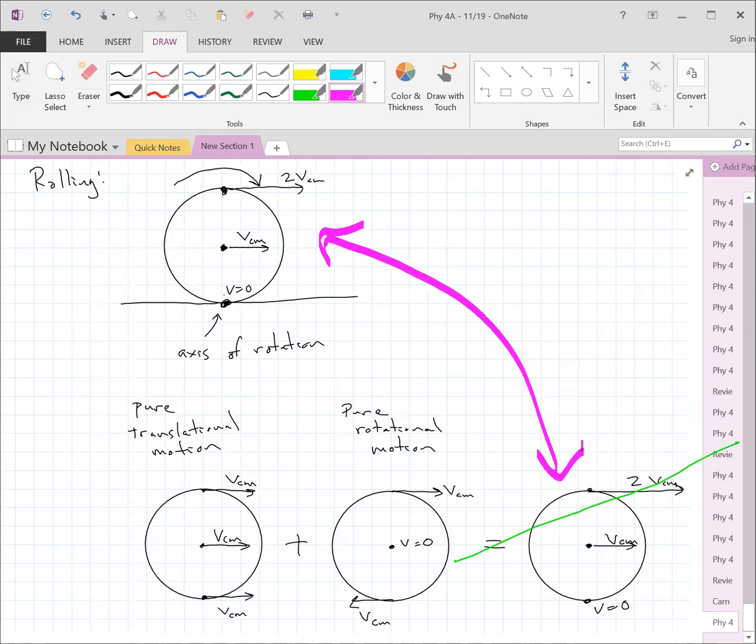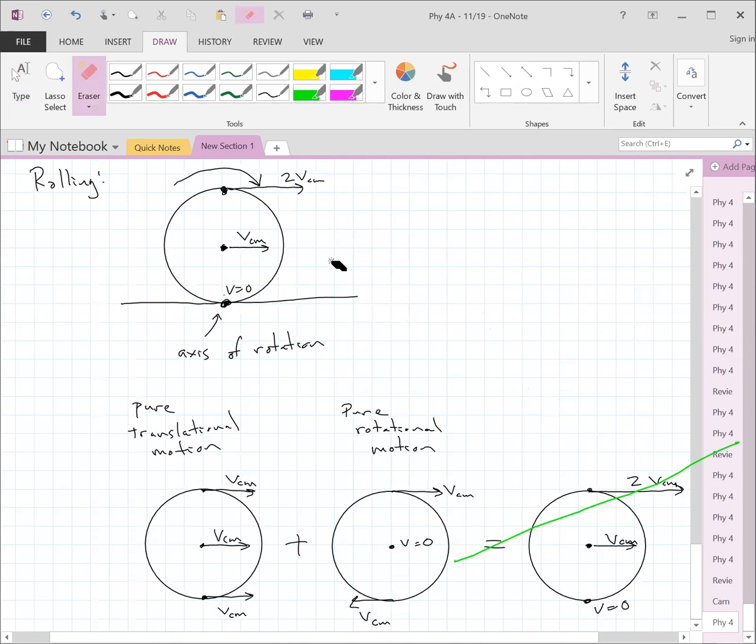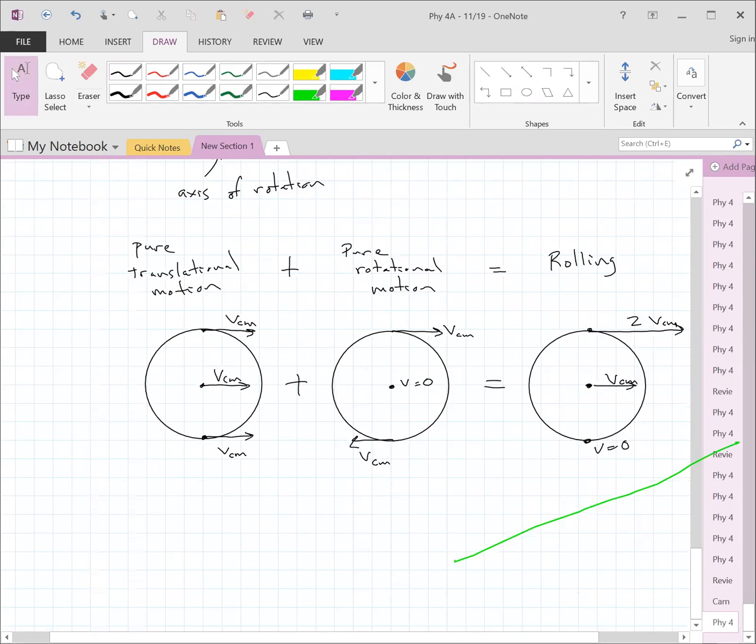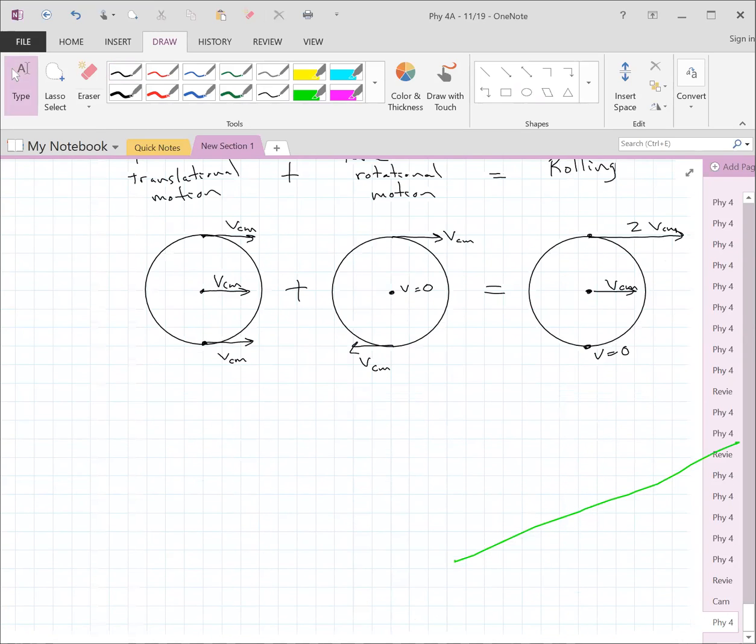And so that's what we're going to do. Whenever we have a problem like this, we're going to say pure translational motion plus pure rotational motion is equal to rolling. Now we just have to figure out what the velocity of the center of mass is, because there's some link here between these two motions. So let's take a look at an object that's rolling.